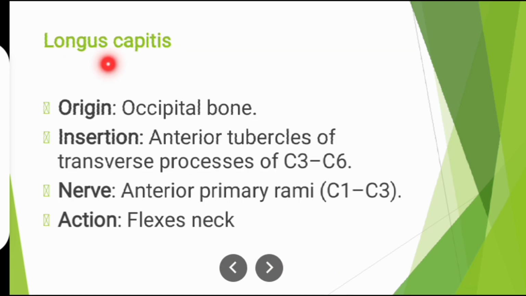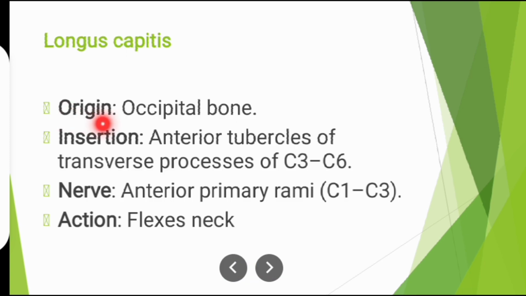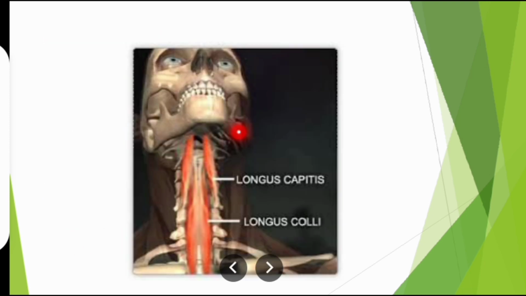The second flexor muscle is longus capitis muscle. The muscle in red is longus capitis muscle. Its origin from occipital bone. Insertion anterior tubercles of transverse processes of C3 to C6. Nerve supply anterior primary rami. Action neck flexion. The muscle in red is longus capitis muscle.